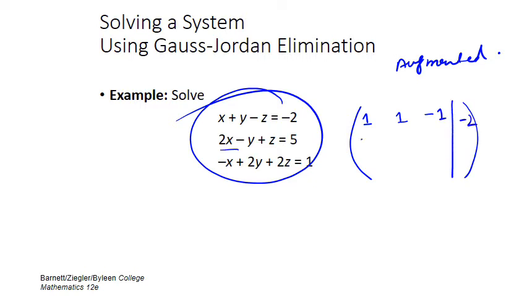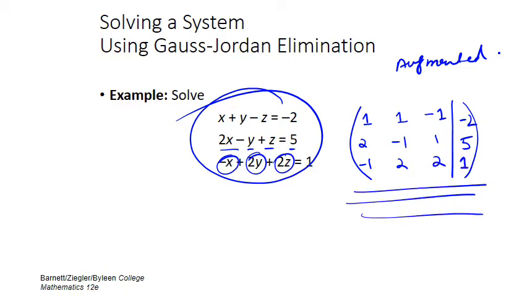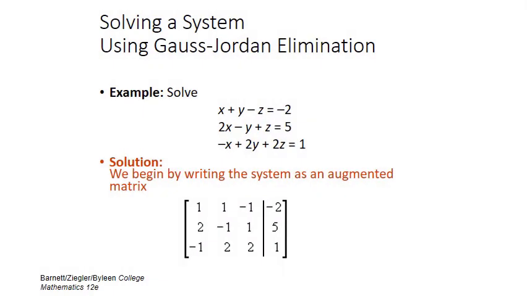Now the coefficient of x is 2, the coefficient of y is minus 1, the coefficient of z is 1, and 5 comes here. Similarly, the coefficient of x is minus 1, the coefficient of y is 2, the coefficient of z is 2, and the constant comes here. This is called the augmented form of a matrix, like this.